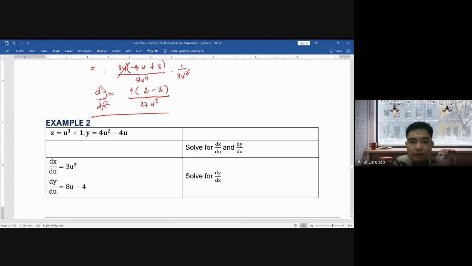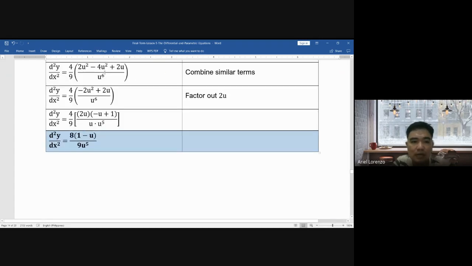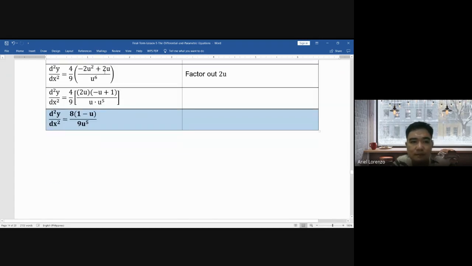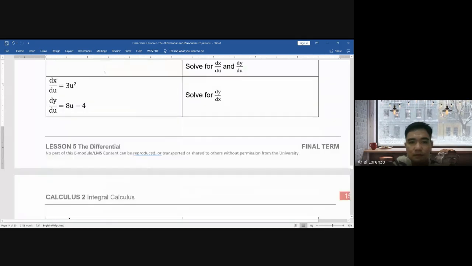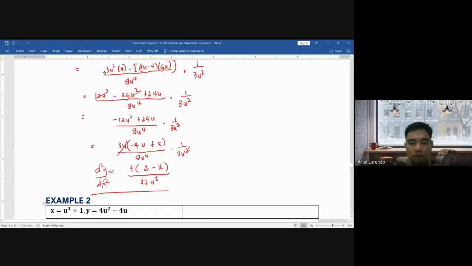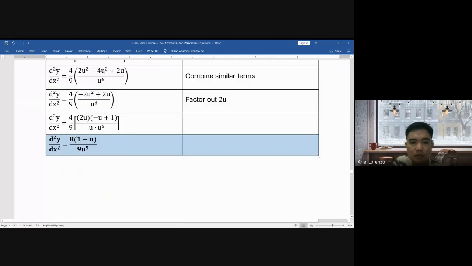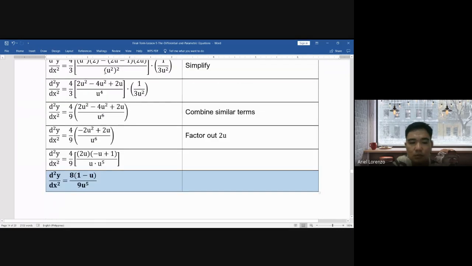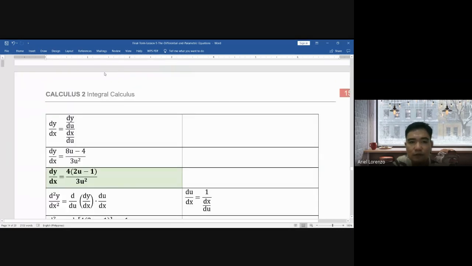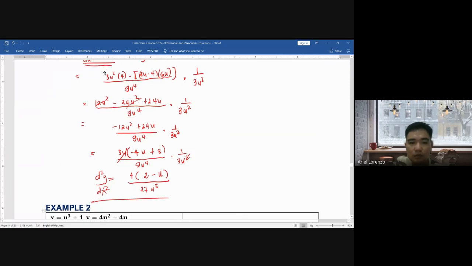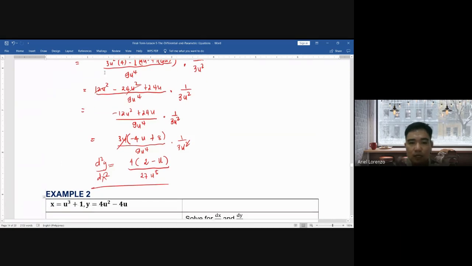Check natin. 4, 2u ba yun? Wala, ba't mali? Saan din nagkamali, class? That is 8, 1 minus u. Tapos 9u to the 5th. 9u to the 5th. Oh my God. Ay, na-cancel din si 3. Na-cancel si 3 doon. Tama?